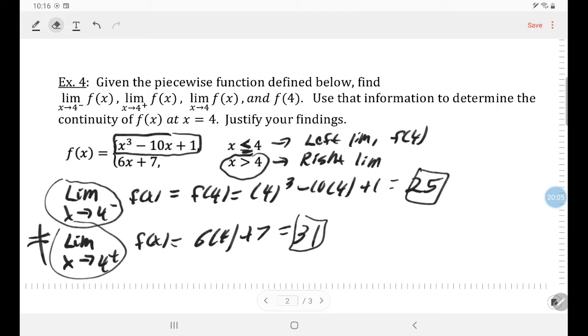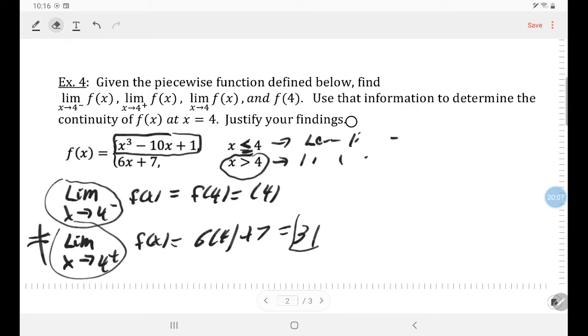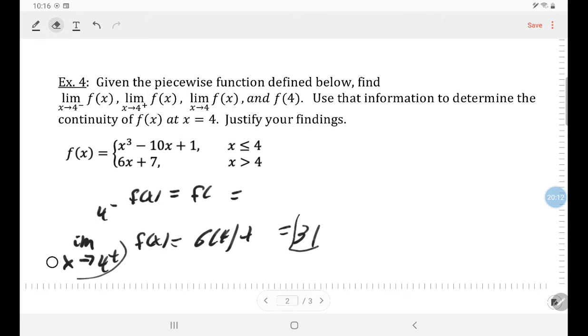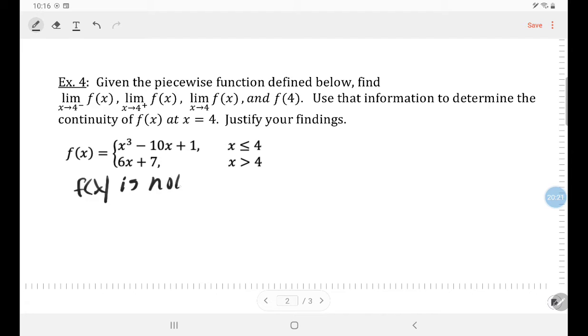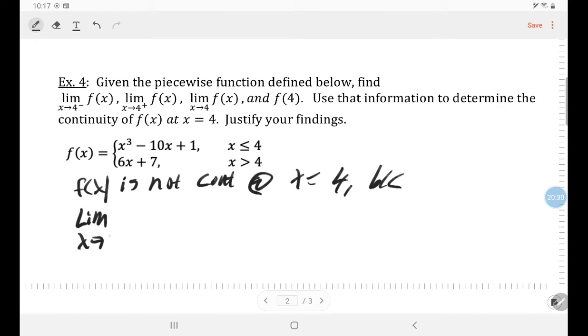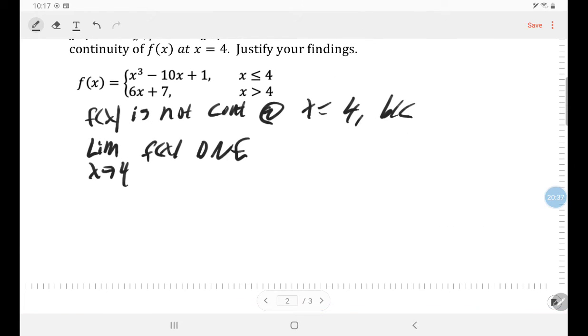So if the left limit does not equal the right limit, that means the two-sided limit does not exist. So criteria 1 is where this function fails. So I know that f of x is not continuous at x equals 4 because the limit at 4 of f of x does not exist. Hoping this is making some sense to you.